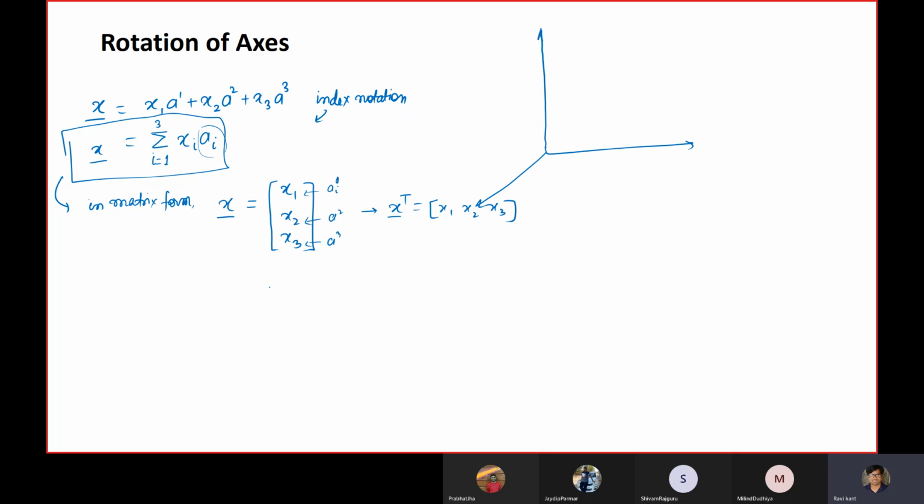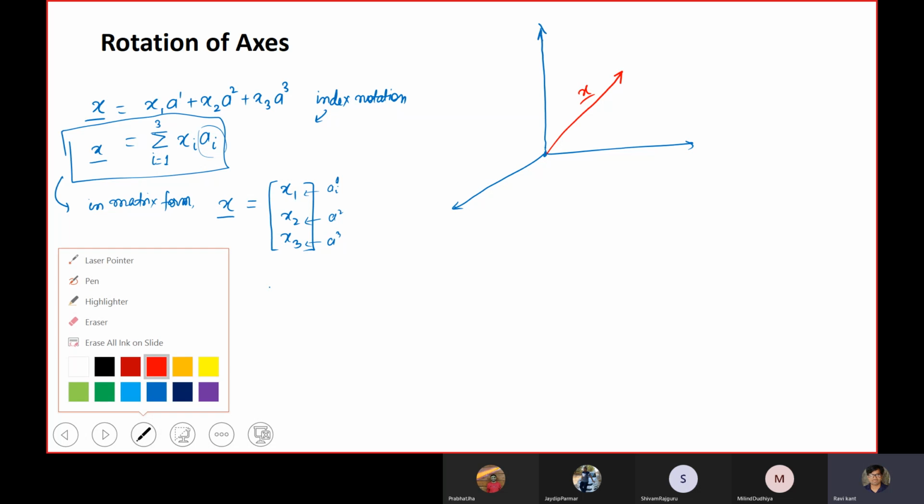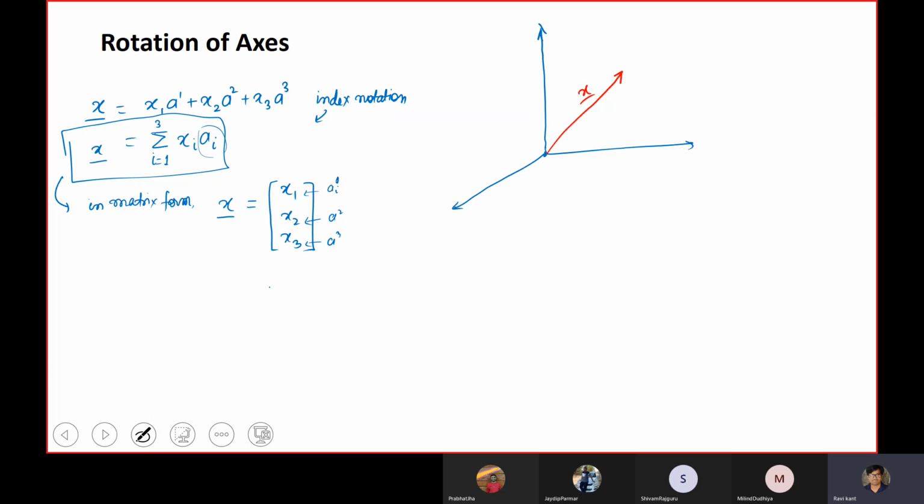Now let us do some rotation, and let's see what happens to a particular vector that is aligned in a space. Let's suppose this is my particular vector that I am talking about. This is my x bar, and this x bar is being written in terms of x1 times a1, x2 times a2, and x3 times a3.